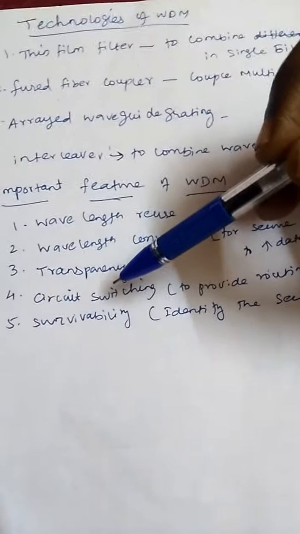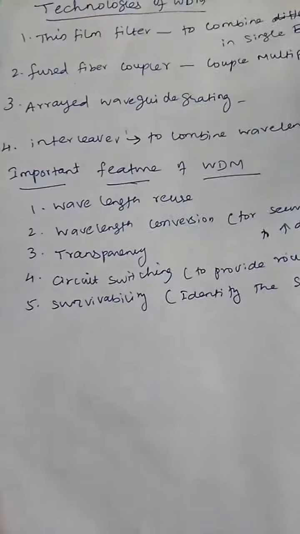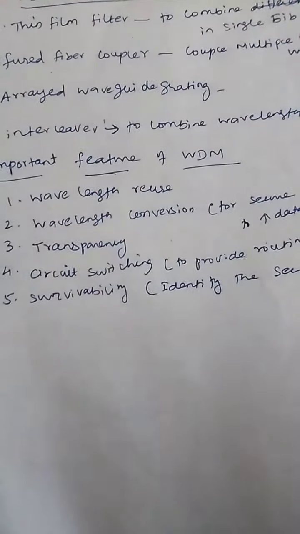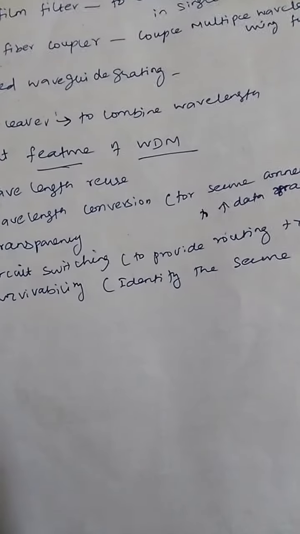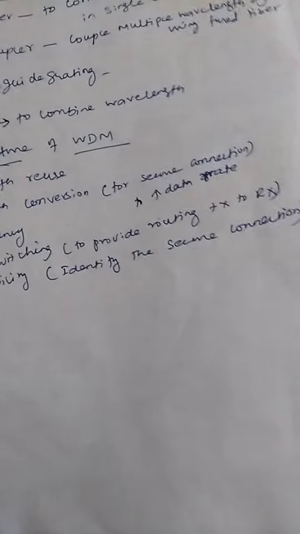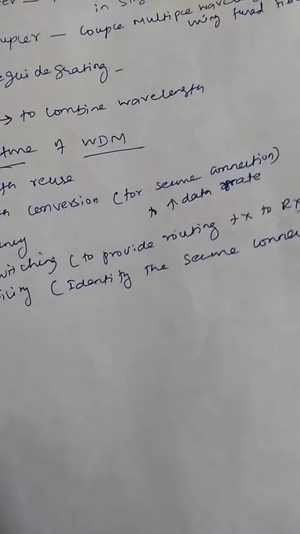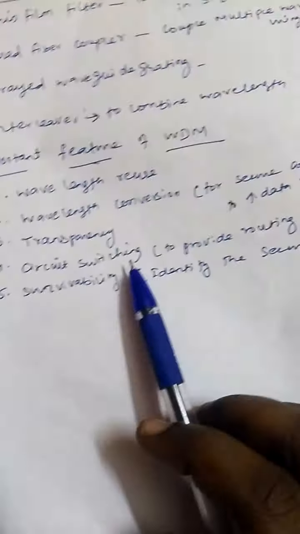Next is circuit switching. Using circuit switching we provide the routing between transmitter and receiver. Routing is an important concept in WDM. Routing means the signal will be transmitted in the easiest way, along the shortest path from transmitter to receiver. So circuit switching provides the routing between transmitter and receiver.